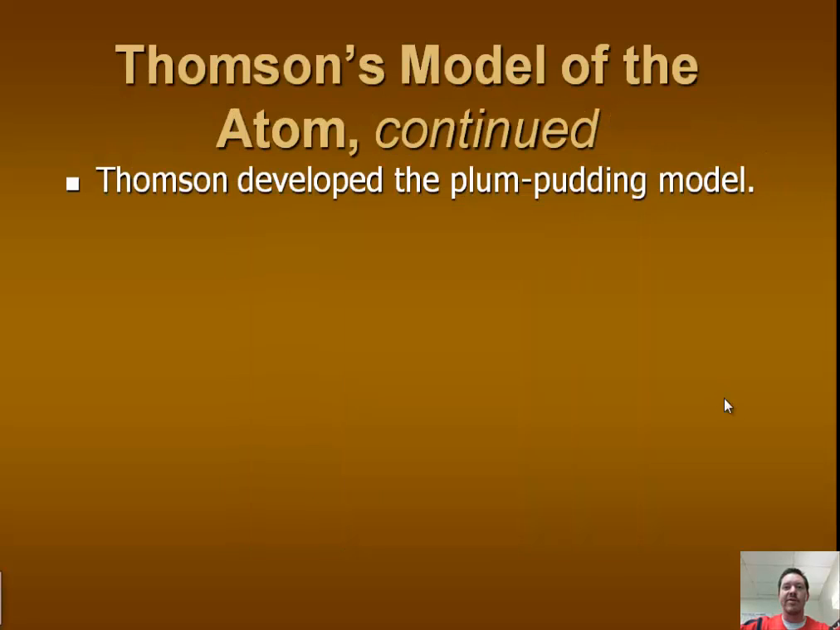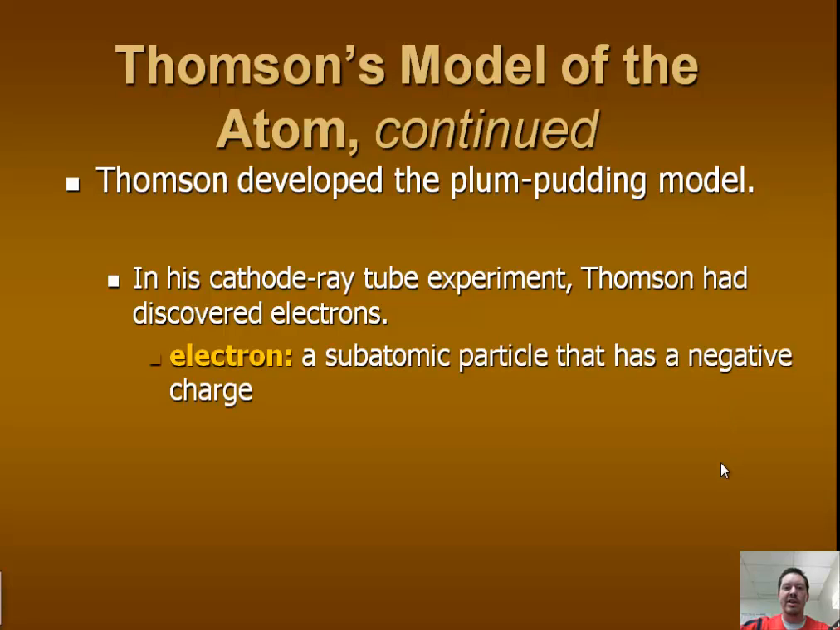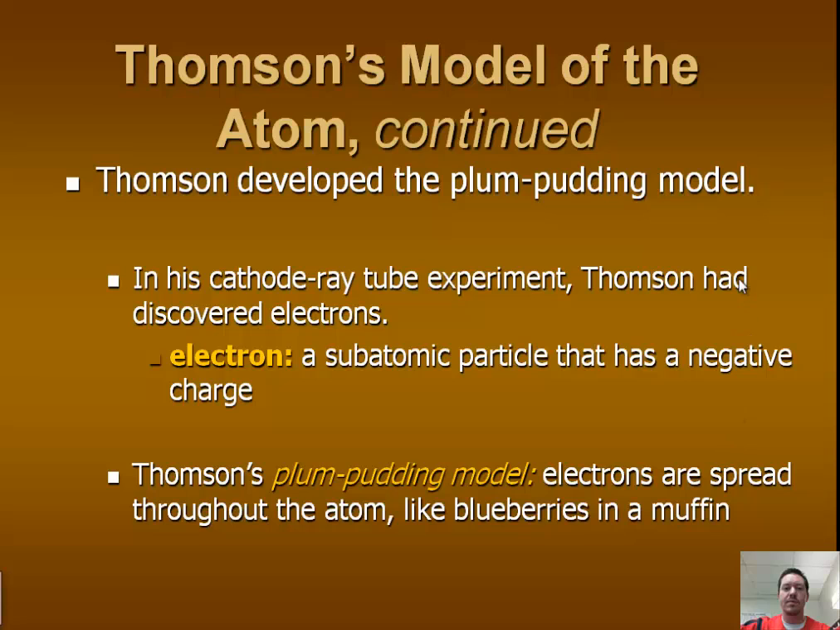Thomson also developed what we call a plum pudding model based on his cathode ray tube experiment. He did discover an electron, and we define electrons here. It is a subatomic particle that has a negative charge. And what Thomson's plum pudding model said is electrons are spread throughout the atom. So we kind of draw like a muffin, and then how blueberries are spread throughout a muffin.